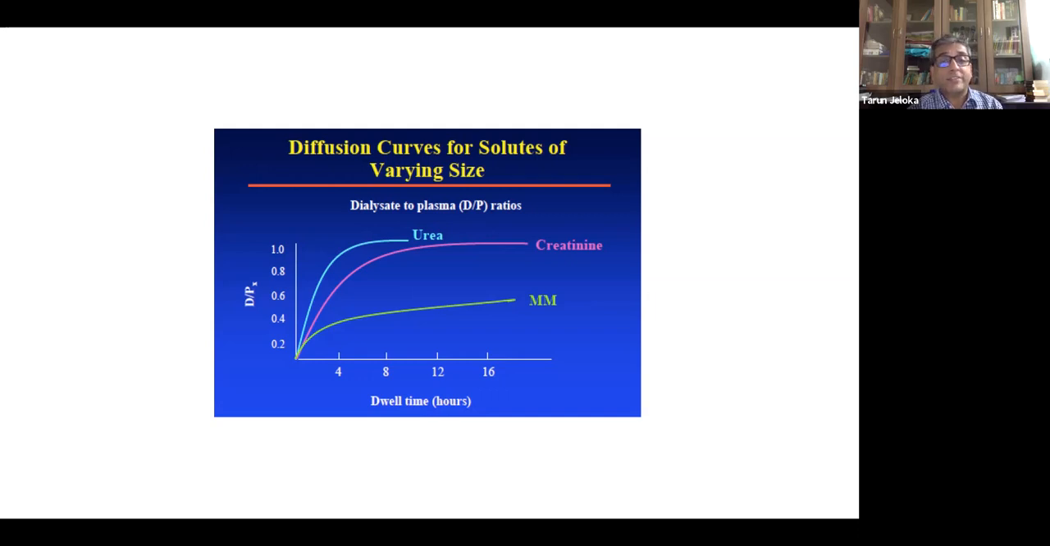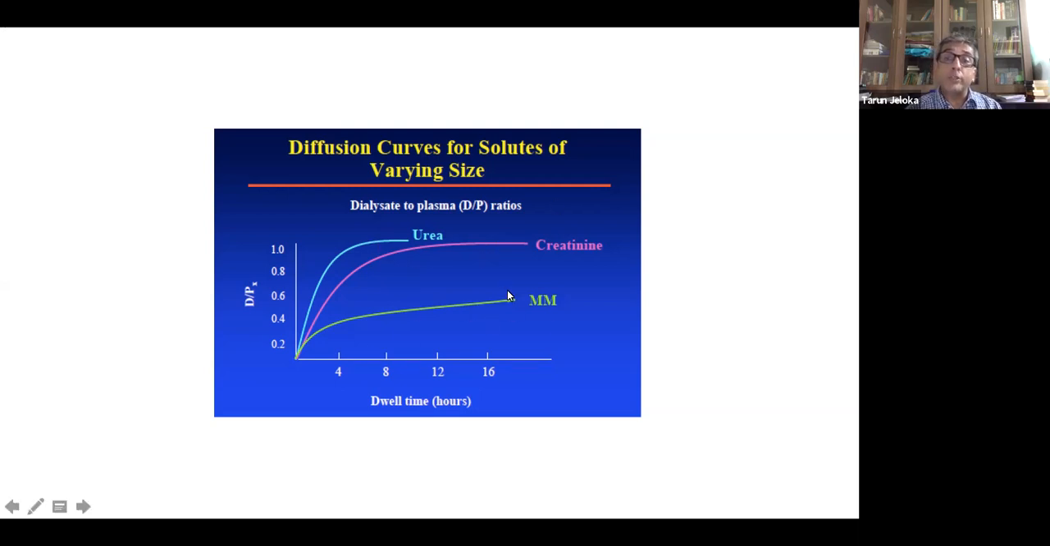The longer you keep the fluid in the peritoneal cavity, what happens is urea, being a smaller molecule, almost gushes out in the first hour, equilibrates at 4 hours, and after that the removal may be negligible or minuscule. Creatinine, being a little higher molecular weight solute, takes a little while. In 4 hours, a substantial amount may be cleared, but till 8 hours there may still be significant clearance, after which it equilibrates.